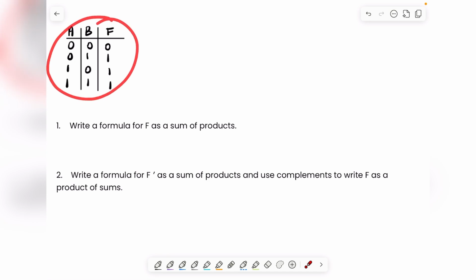We're given a truth table and we're told to write the formula for F as a sum of products. So F represents all of the outputs. And then in number 2, we're going to have to write it as a product of sums. So the way that I remember it is SP, true, false.